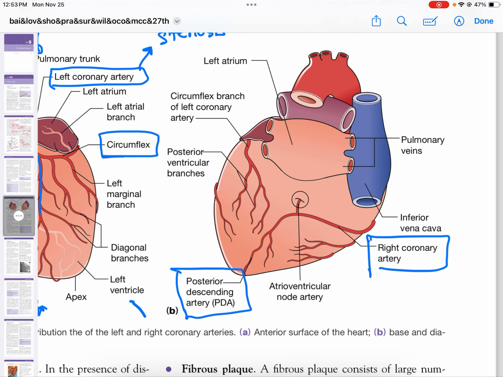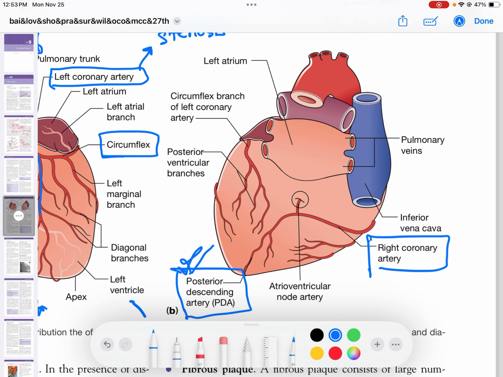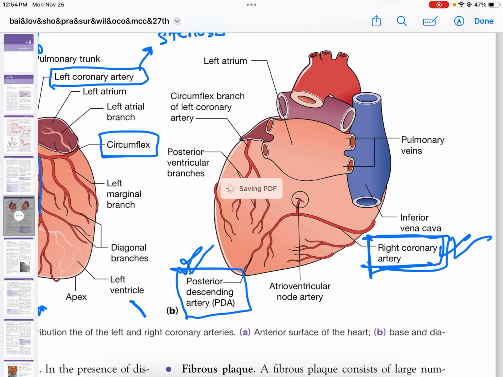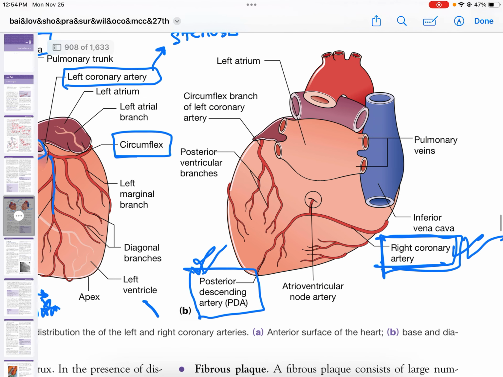The question of anatomical dominance is determined by the artery that supplies the posterior descending artery. In approximately 90% of cases, the posterior descending artery arises from the right coronary artery, a pattern referred to as right dominance. The posterior descending artery can also arise from the circumflex artery.